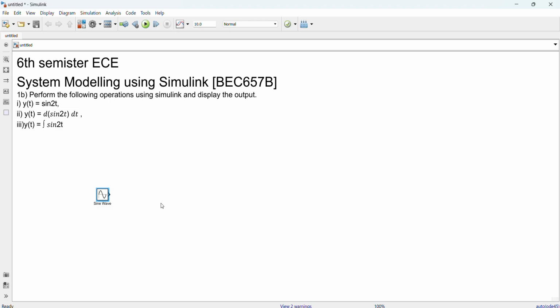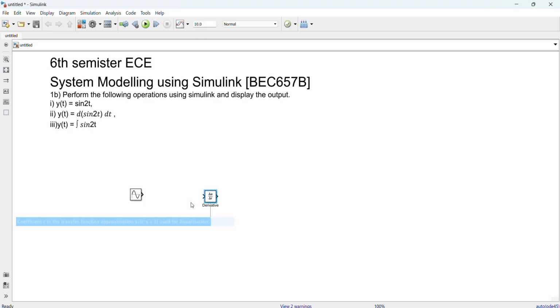Then we take a derivative block and connect it to the sine wave block. In calculus, the derivative of sine 2t is 2 cos 2t. The derivative block in Simulink helps to compute this automatically.